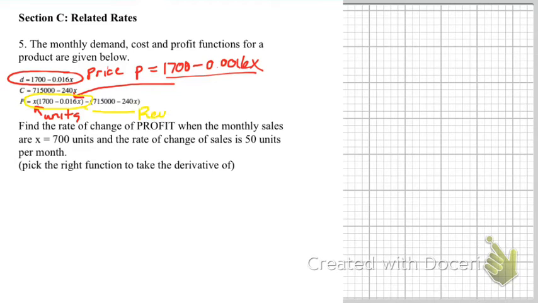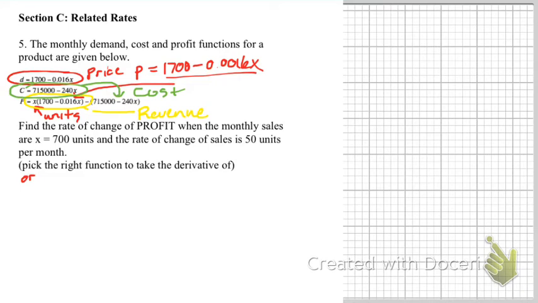So there it is, revenue. Now, next is the cost function, which will be given in some form. I've pointed to that on the right-hand side of my profit function. It's in green there. And so there's that cost function. So now, if you take a look at this full profit function down on the bottom, that's the one we're interested in because our question is find the rate of change of profit when monthly sales are 700 units and the rate of change of sales is 50 units per month.